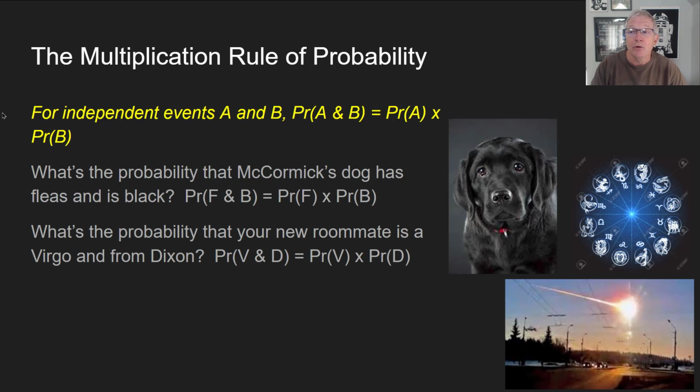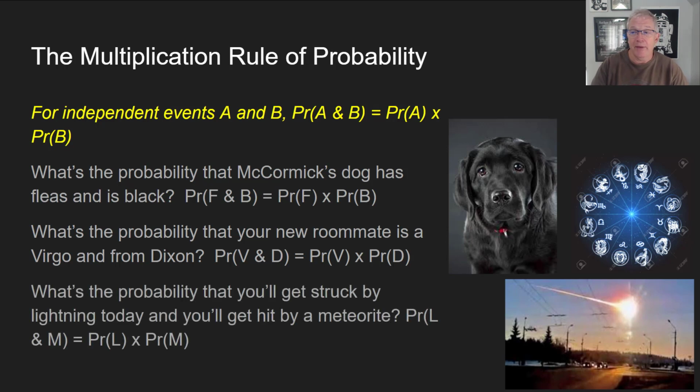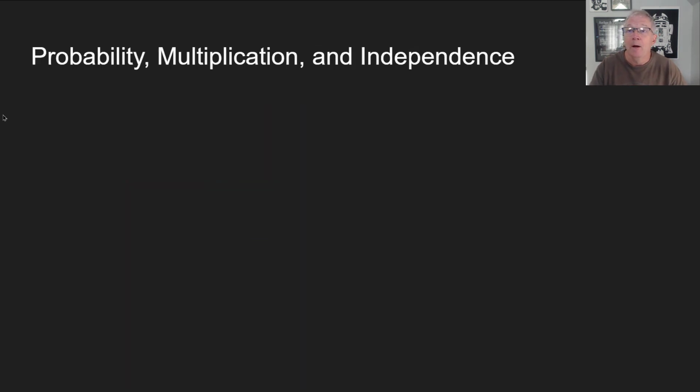What's the probability that your new roommate is a Virgo and from Dixon? It's just the probability that your roommate is a Virgo, which is 1 out of 12, and the probability that your roommate is from Dixon, which is maybe 1 out of 5 or 1 out of 20 for some random Sac State student. But there's no causal connection between those two, so they're independent events. What's the probability that you'll get struck by lightning today and you'll get hit by a meteorite? Those are independent probabilities, so we just multiply them both, and they're very, very low.